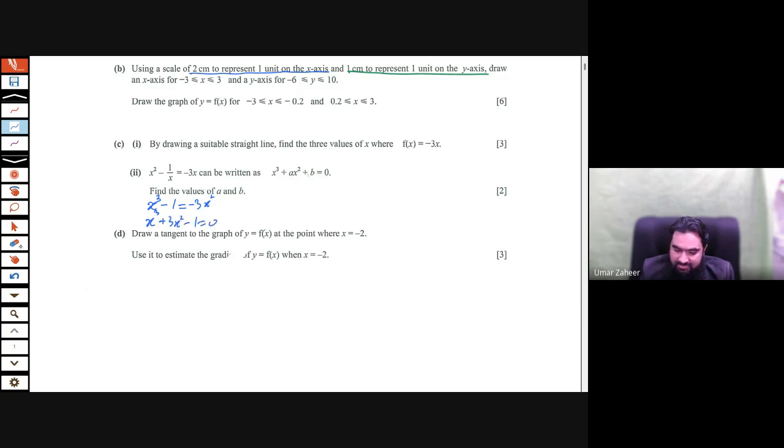Now compare it with the standard form that is given here. The coefficient of x squared here is 3 and the constant term is minus 1. So you will get the answer: a is equal to 3 and b is equal to minus 1. This is not a graph question.